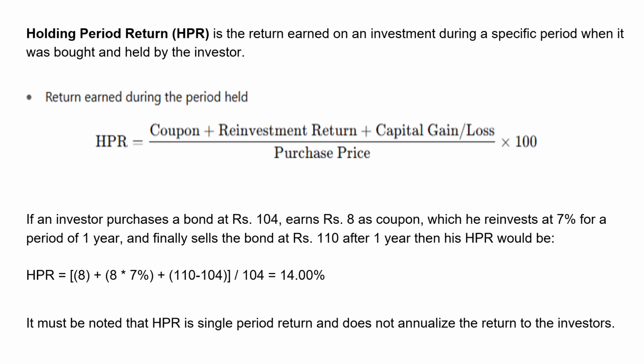You can also try to do this calculation. Just read out the question and try to solve it yourself, and you will get the grasp of this. It must be noted that the HPR is a single period return and is not an annualized return to the investor. So though you see 14%, that doesn't mean it's 14% per year. It's for the duration for which this person has held that bond.